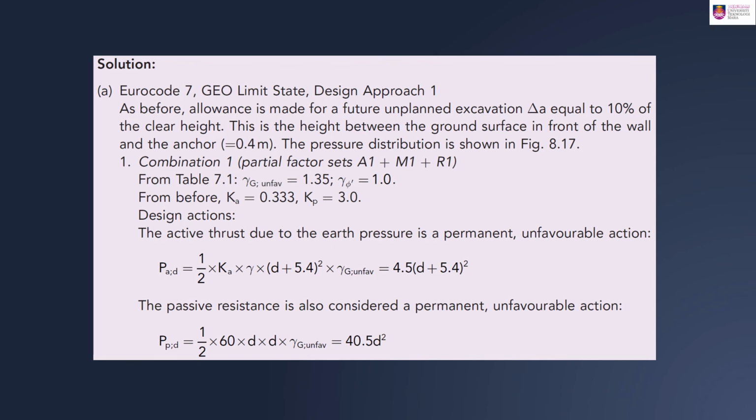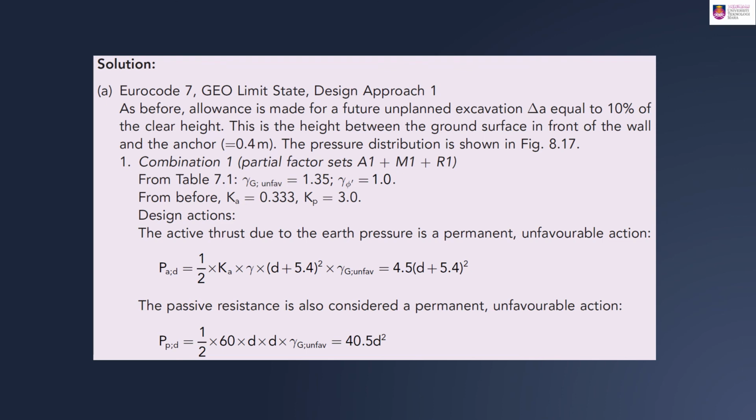In the Eurocode 7 geo-limit state design approach 1, as before, allowance is made for future unplanned excavation. Delta A is equal to 10% of the clear height. This is the height between the ground surface in front of the wall and the anchor, which is equal to 0.4 meter. The pressure distribution is as shown in the figure just now. Considering combination 1, partial factor sets A1 plus M1 plus R1, and from table 7.1, these are the values that we have, with Ka being 0.33 and Kp being 3.0.